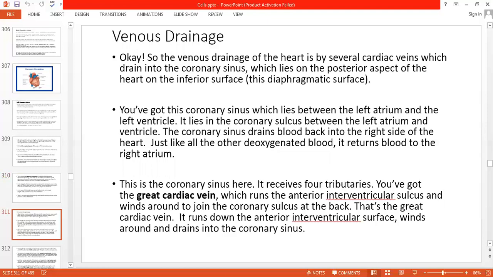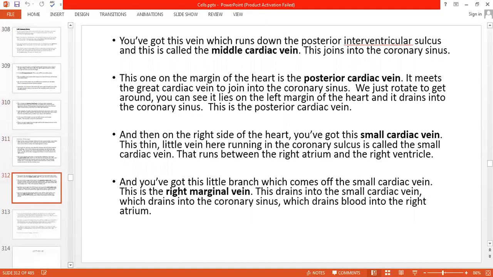It receives 4 tributaries. You have the great cardiac vein, which runs in the anterior interventricular sulcus and winds around to join the coronary sulcus at the back. Then you have a vein which runs down the posterior interventricular sulcus, called the middle cardiac vein. This joins into the coronary sinus. The one on the margin of the heart is the posterior cardiac vein. It meets the great cardiac vein to join the coronary sinus.